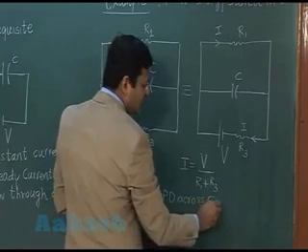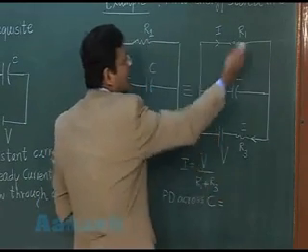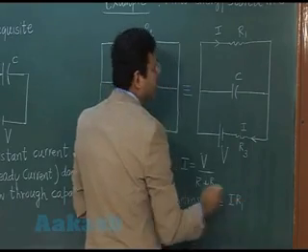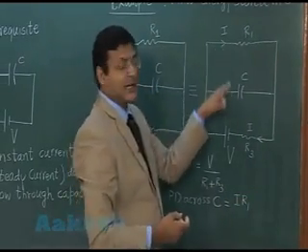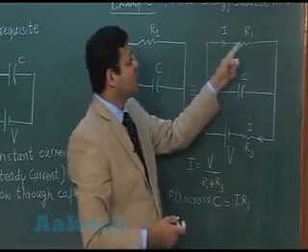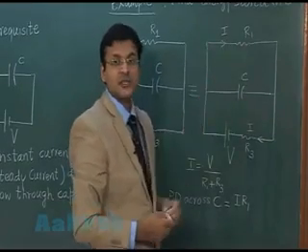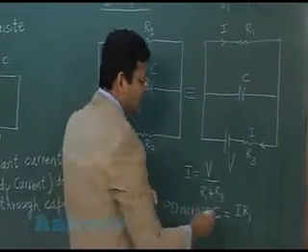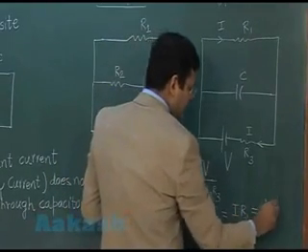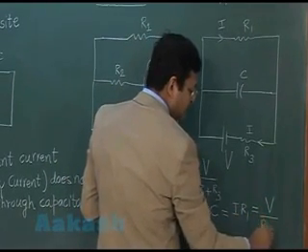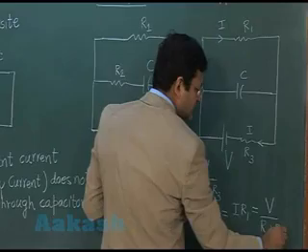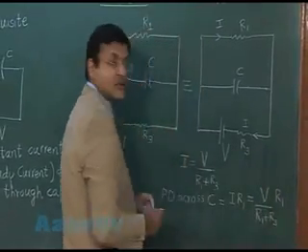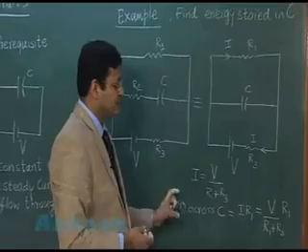Potential drop across C is equal to I into R1. Why I into R1? Because these two are connected in parallel, and I into R1 is the potential drop across this resistor. If you substitute the value of this I, then this is V upon R1 plus R3 multiplied by R1. This will be the potential drop across the capacitor.